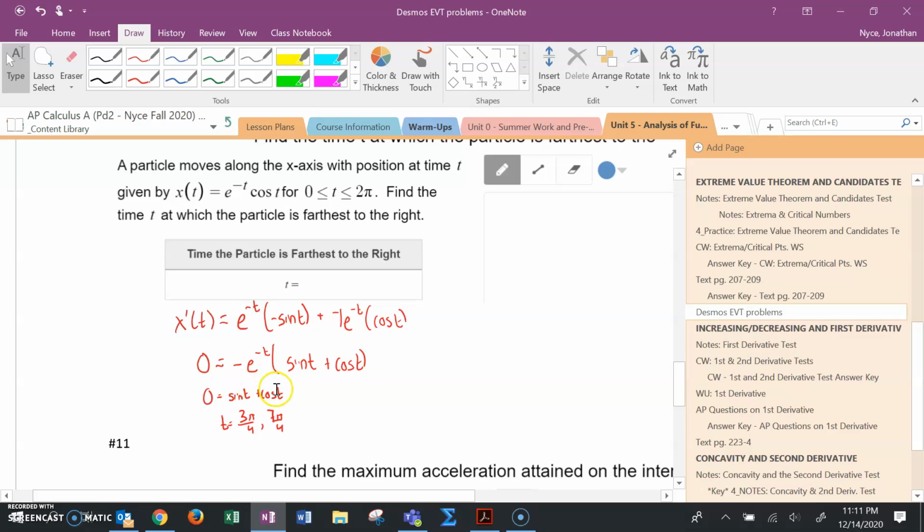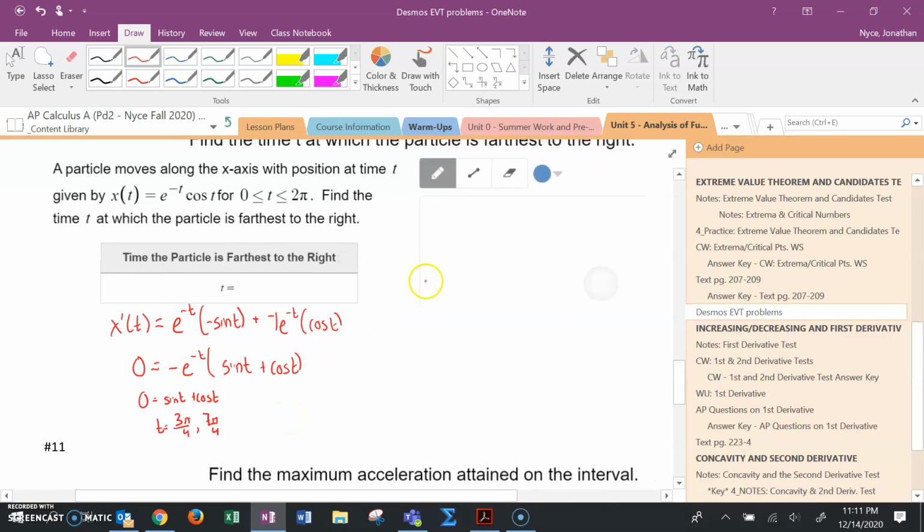So at 45 degrees or pi over 4, sine and cosine are both equal to root 2 over 2. But in quadrant 2, sine and cosine have different signs. So the root 2 over 2's would cancel out. And in quadrant 4, at 7 pi over 4, we have the same thing. So our endpoints are going to be 0 and 2 pi. We want to test those, and we also want to evaluate the function at the critical numbers.